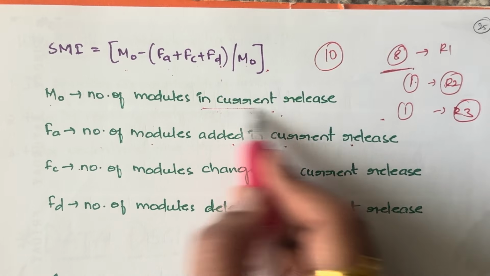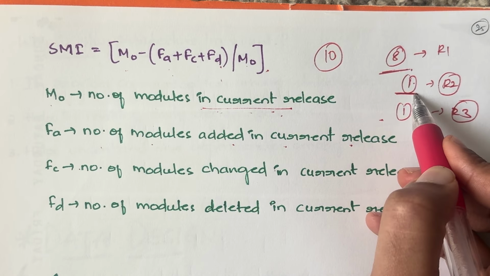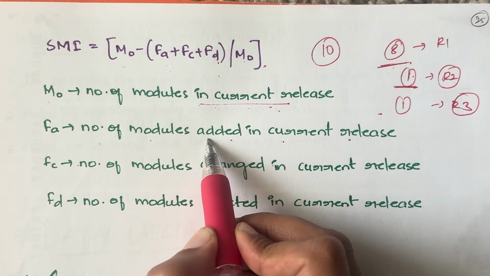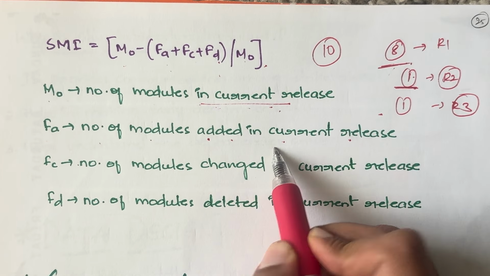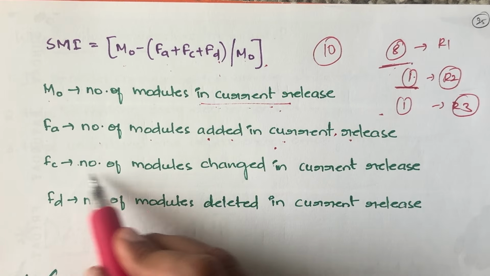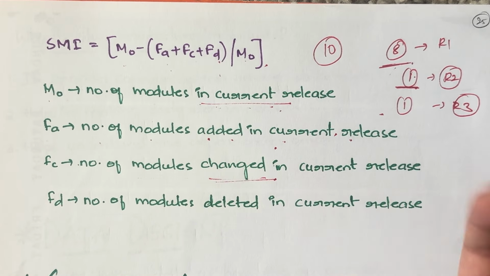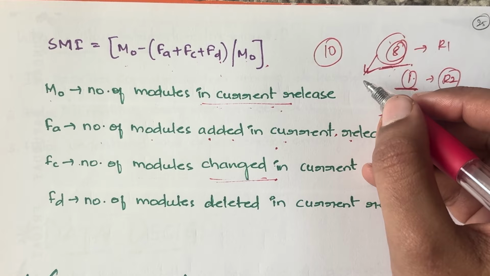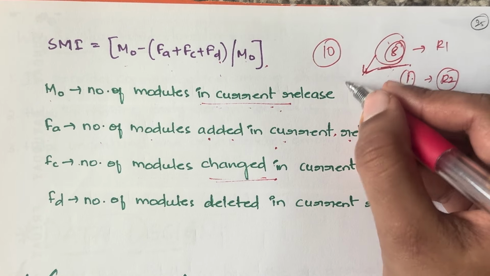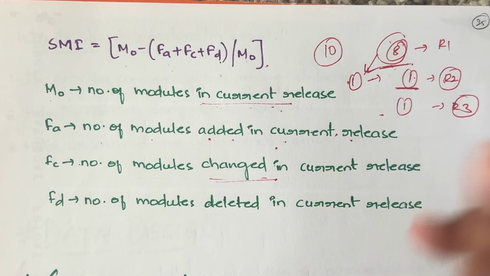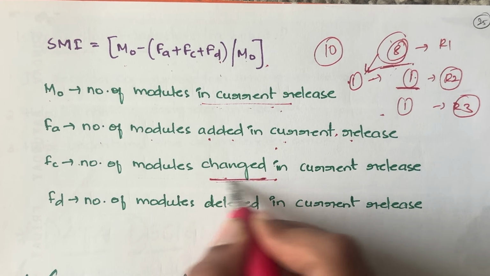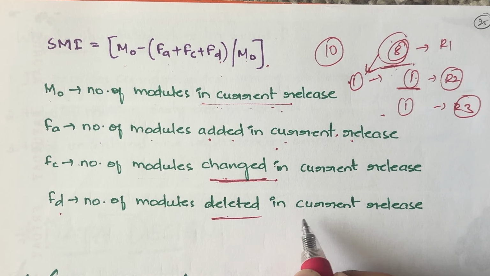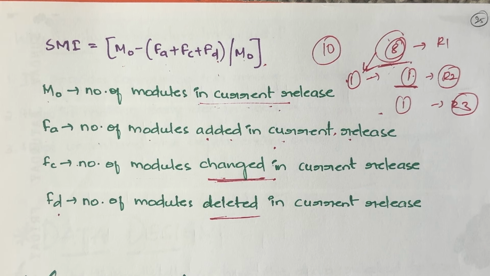So number of modules in the current release: how many modules you are sending? And FA is the number of modules added in the current release, how many new modules you added. FC is the number of modules changed in the current release. Let's say from these 8 modules, for one of the functionalities you did some small change. That means how many modules you changed. And FD is the number of modules deleted in the current release. If you have deleted any modules, you include that as well.